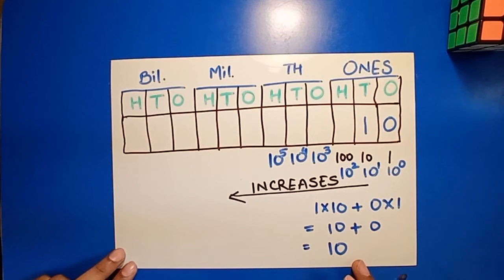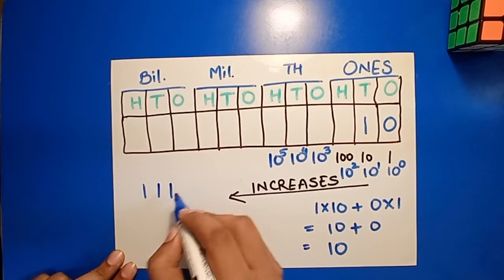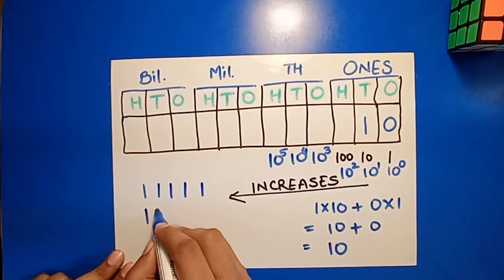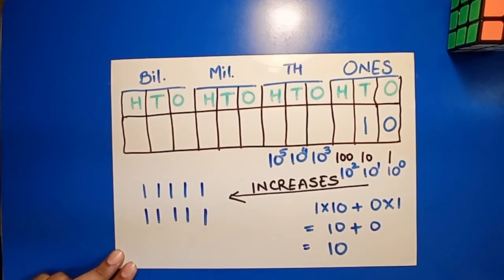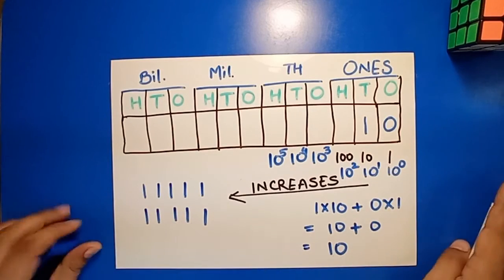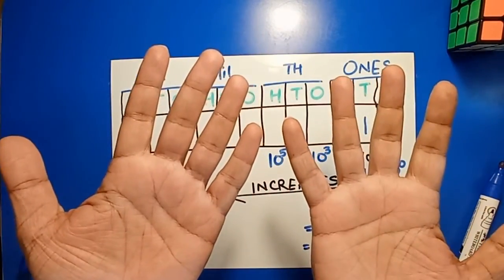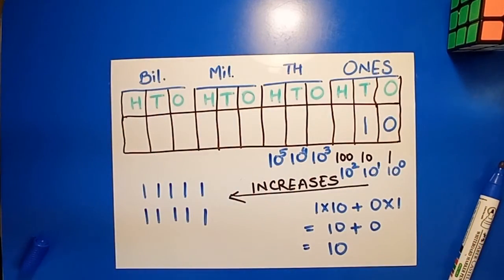Now another way to look at this number is, what is 10? So 10 is 1, 2, 3, 4, 5, 6, 7, 8, 9, 10. So what is 10? 10 is also equal to 10 ones, right? Because if I count 1, 2, 3, and so on, if I have ones 10 times, this is also a 10.